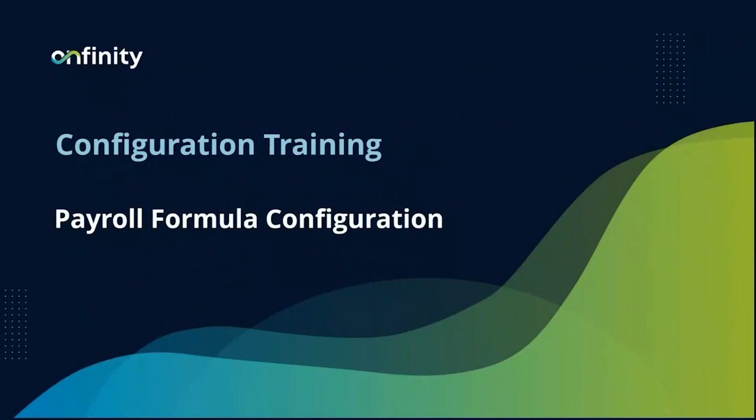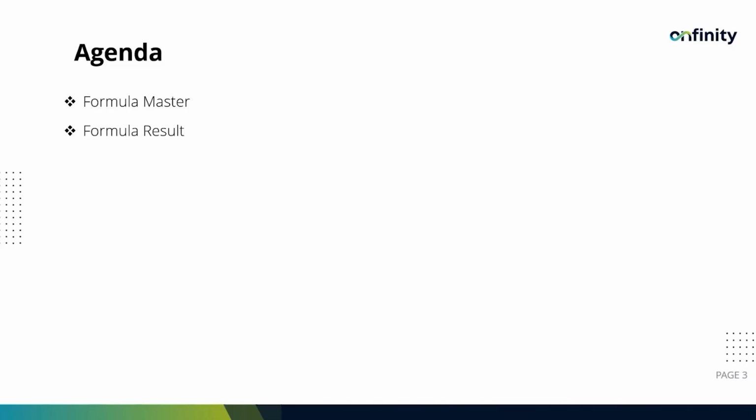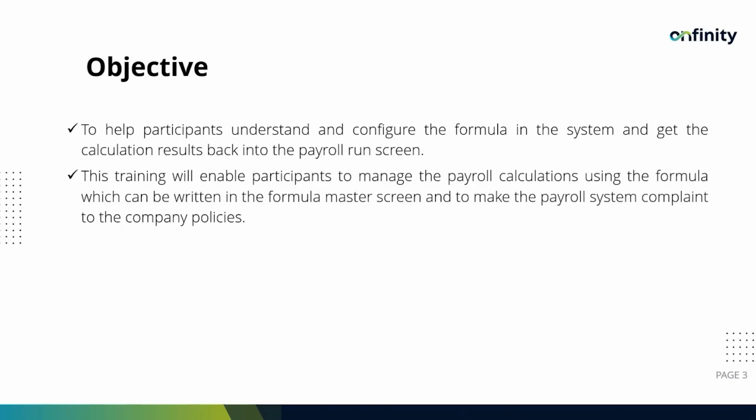Hello, everyone. In this training session, we will cover the second part of the payroll formula configuration, which is the house rent allowance. We are referring to the same presentation which we used during the basic salary training. If we navigate through the next slide, the agenda will remain the same, focusing on setting up the formula master and the formula result. The objective is to ensure the user understands how to configure the formula and achieve the desired calculations according to the company's policies.